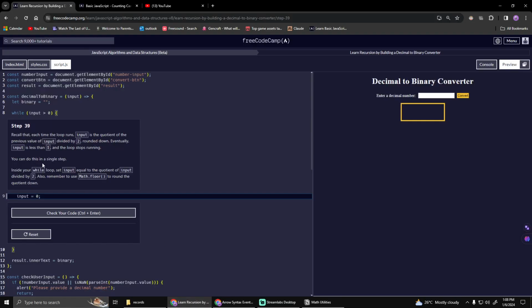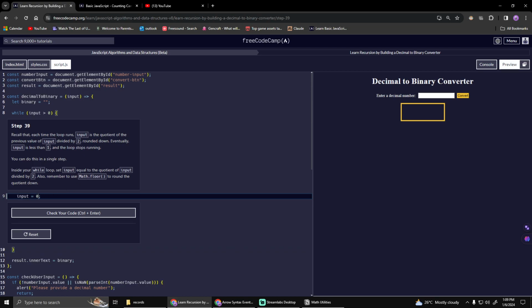It says here, recall that each time the loop runs, input is the quotient of the previous value of input divided by 2, rounded down. Eventually, input is less than 1 and the loop stops running. You can do this in a single step by, inside our while loop, setting input equal to the quotient of input.